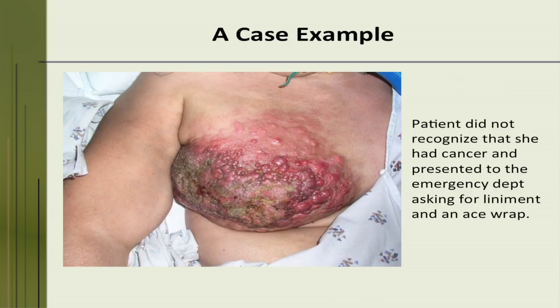Let's begin with a case example that really illustrates the problem that some older adults face when it comes to capacity and making decisions for themselves, both medically and potentially even financially. This is a patient that did not recognize that she had cancer and presented to the emergency department asking for liniment and an ACE wrap. As you can see on the presentation here, this is a condition that is far more advanced. It's something that liniment's not going to alleviate, and an ACE wrap is definitely not going to be the answer. So what this illustrates is the disconnect between a person's ability to make sound, reasonable medical decisions and their inability to make these decisions. So let's move on and discuss capacity.